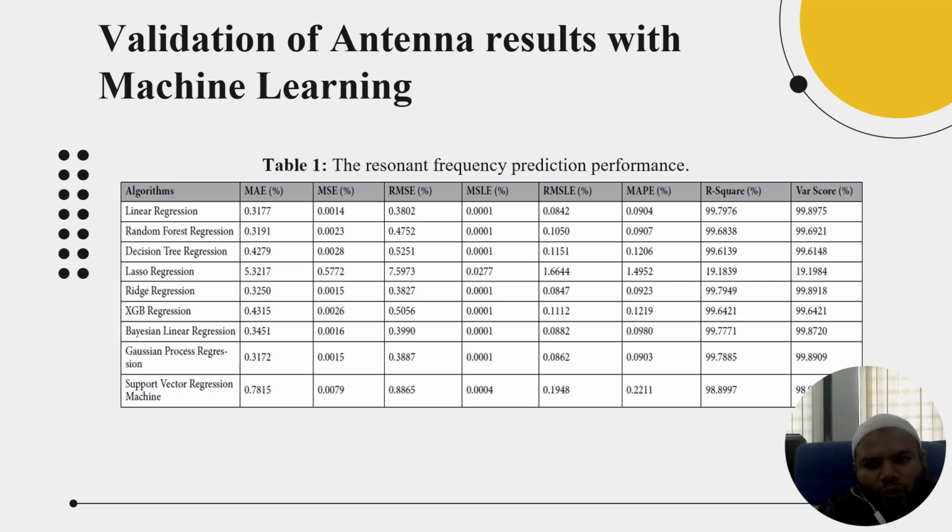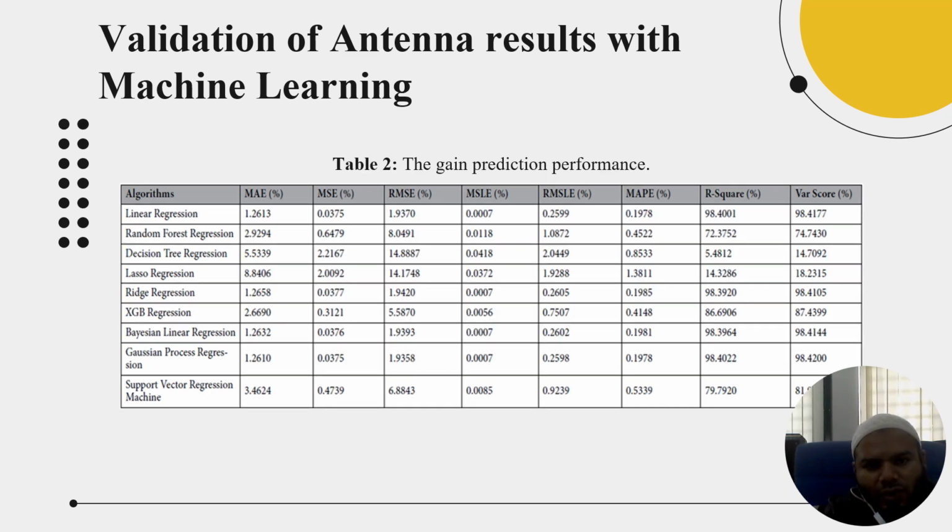And finally the two parameters, R square and the variance score, are the performance evaluators. That means when the R square and variance score are much higher, those are the best results. In this regard, for the gain prediction we also get the same things. We got some errors and also the R square and variance score, and comparing these tables, we find which regression model is the best fit.